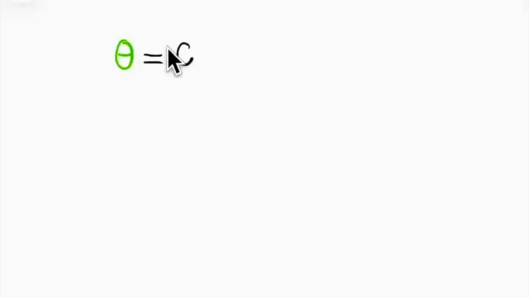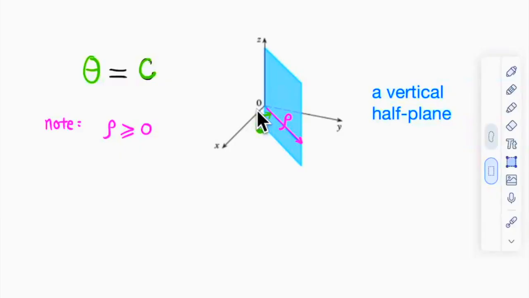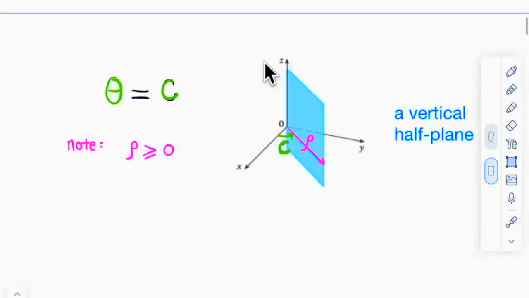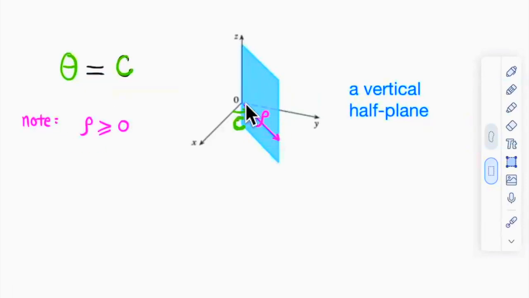Now, what about this equation theta equal to c in spherical coordinates? Take a moment and think about it. For theta equal to c here, because rho has to be non-negative, we get a vertical half plane. Rho can only be greater than or equal to 0, so it cannot extend to the other side.